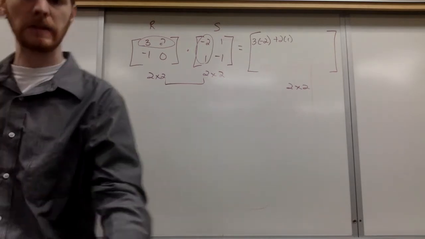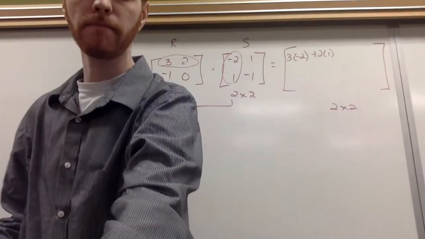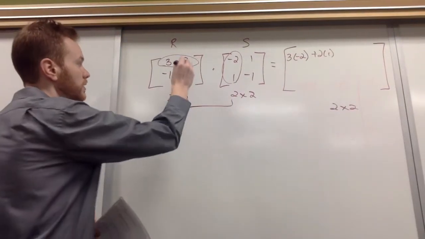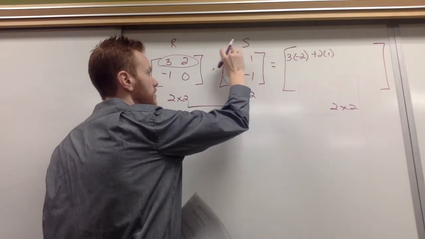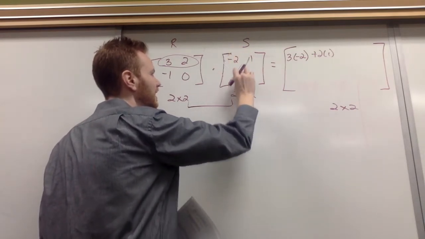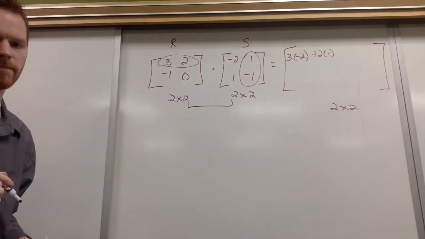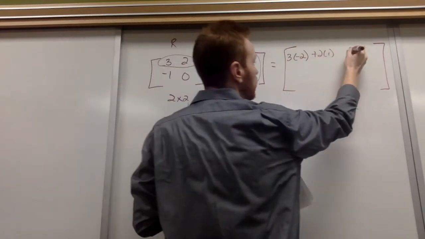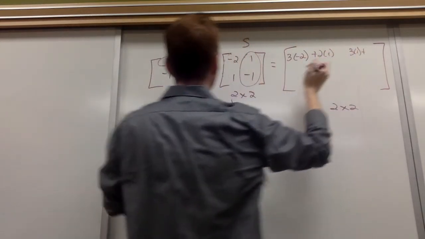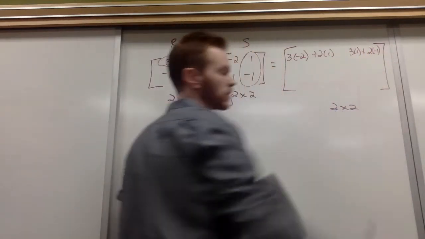In fact, let me just zoom in a little bit so you can see that better. Okay. All right, next, we're going to take this exact row again and multiply it. Let me just erase this carefully. We're going to multiply by the second column next. So that's going to be 3 times 1 over here, plus 2 times negative 1. Just like that.